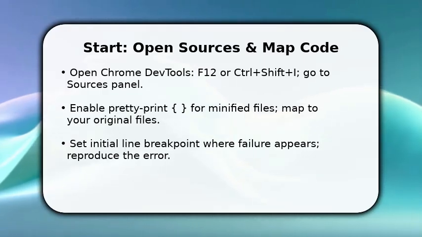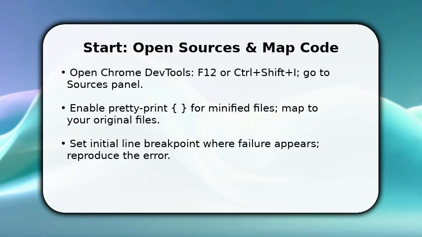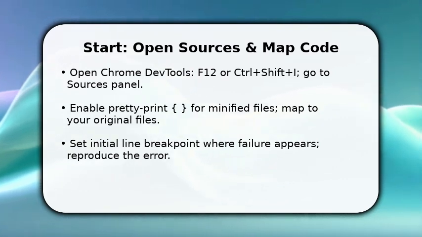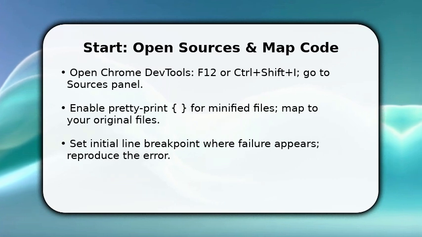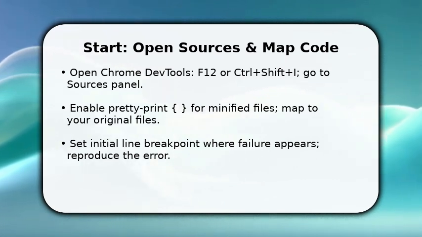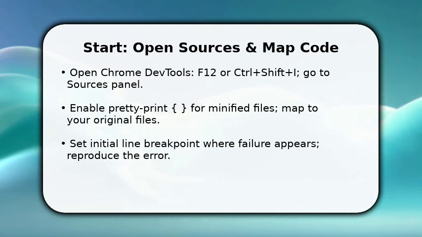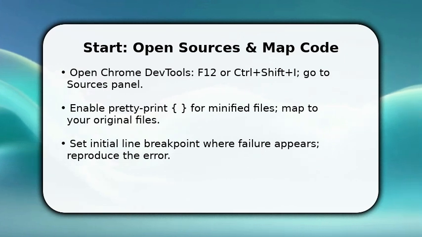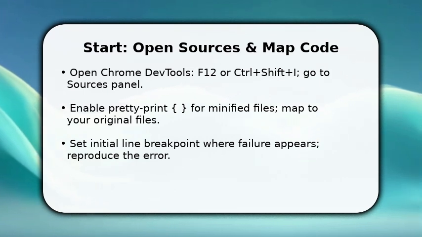You open DevTools now, press F12 or Ctrl+Shift+I and jump straight to sources. Once there, load the file that throws the error and enable pretty print so lines make sense. Make sure source maps are active if you use bundlers, because that connects minified code to your originals. Then set a breakpoint at the suspected line and trigger the bug.